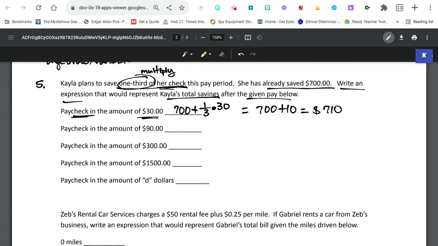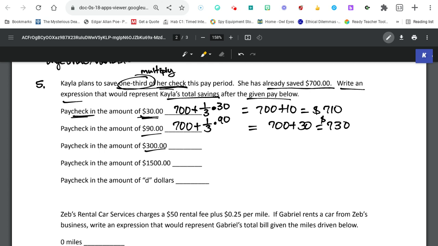All right. What if her check was $90? Well, she still has the 700. Plus, she's going to save not a third of 30 now, but she's going to save a third of 90. A third of 90 is 30. Just divide it by 3 to find the third. So she'll have $730 saved.